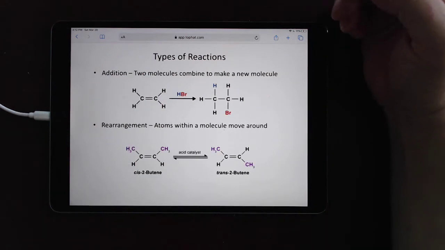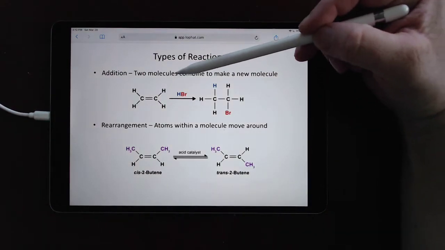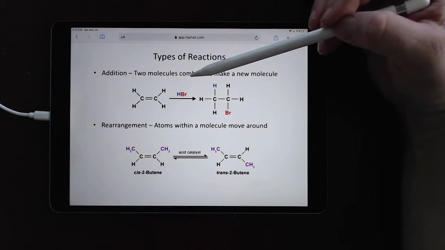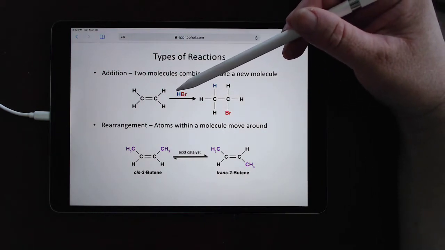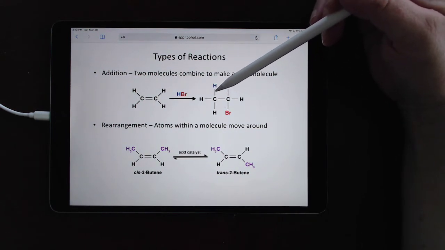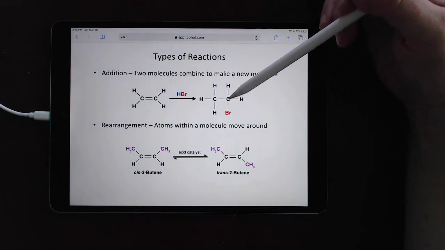The other type is an addition, where in this case two molecules are coming together to make one new one. So just the opposite of elimination, if we're going to put HBr across the double bond, H is going to be on one side and Br is going to be on the other.